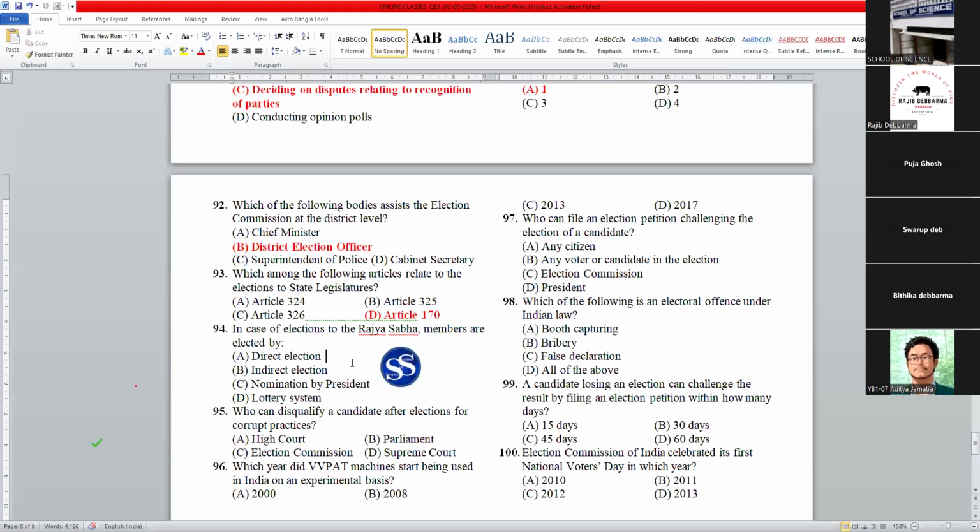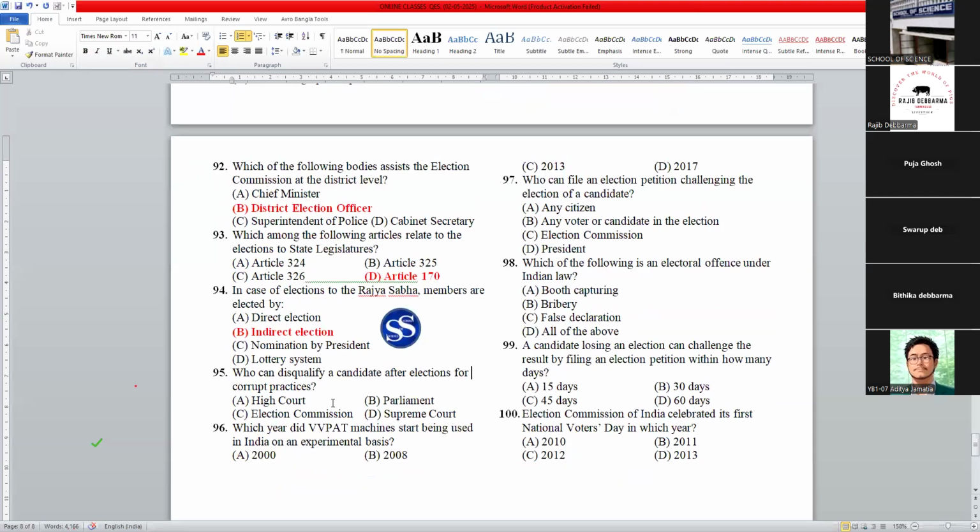In case of elections to the Rajya Sabha, members are elected by, tell me. Indirect election. Question 95. Who can disqualify a candidate after elections for corrupt practices? Election Commission? No. Supreme Court? High Court? Parliament?